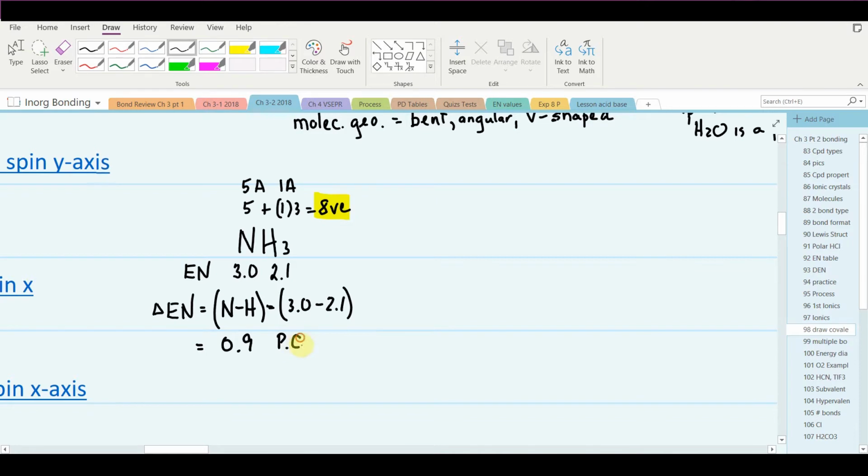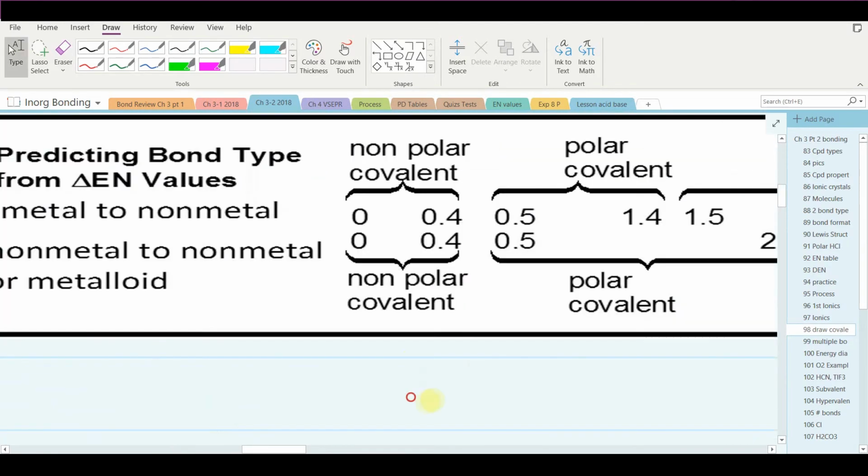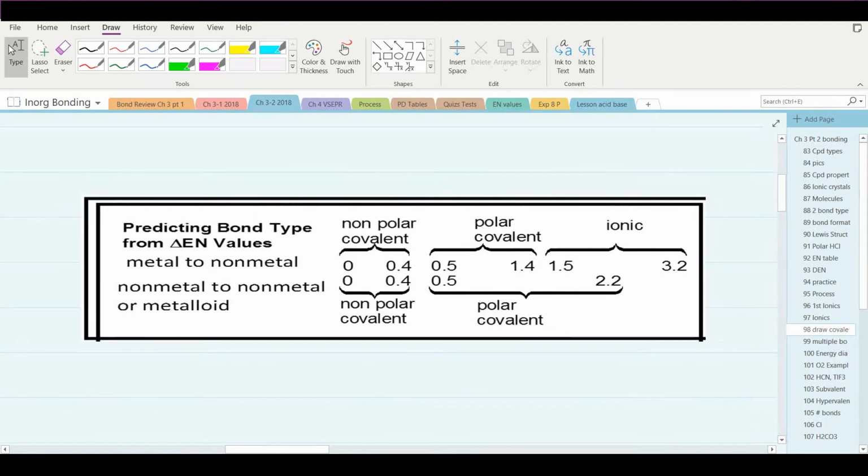Let's take a look on our table. Notice for a non-metal to non-metal bond, anything above 0.4 is polar covalent. There are no ionic non-metal to non-metal bonds. They're either non-polar covalent or polar covalent, and the dividing line is 0.4 to 0.5. So the NH bond in ammonia is a polar covalent bond.